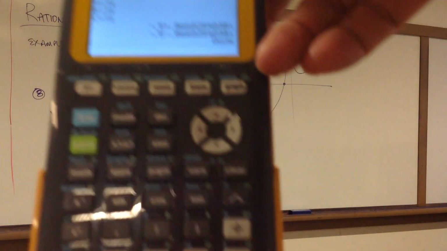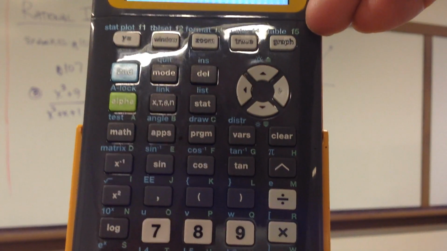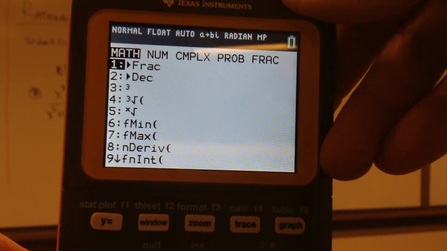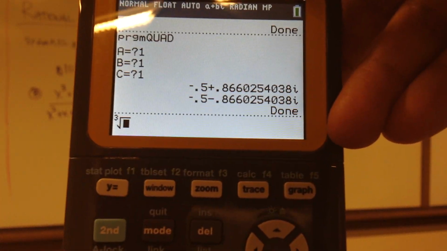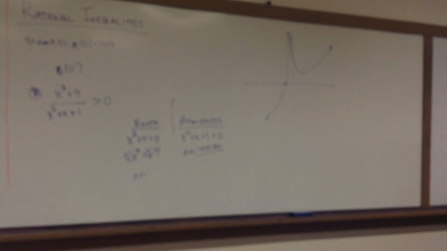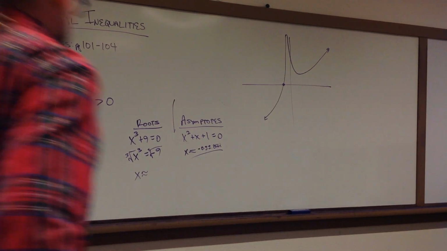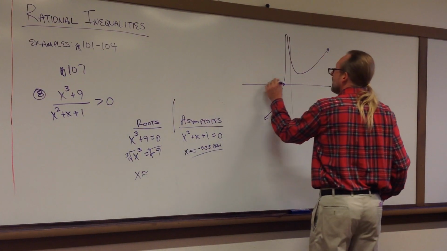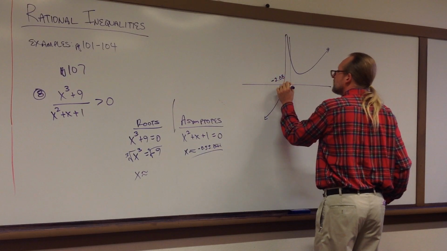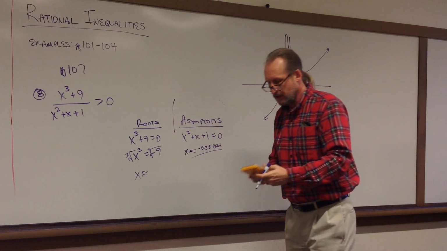If you have the math button, let's get some focus here. There's the math button. Hit the math button, and then you can see choice number 4 is find the cube root. Type in your negative 9. And there it is, about negative 2.08. And that corresponds to what we see on the graph, negative 2.08. Now, if you get something that doesn't correspond to what you see on the graph, then you've either got a mistake in your graph or a mistake in your solution here.